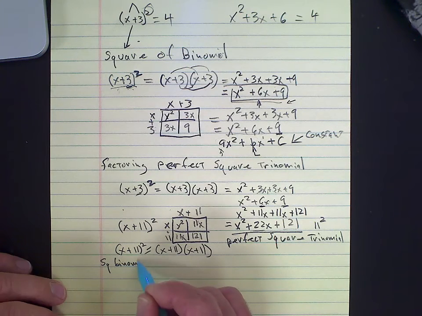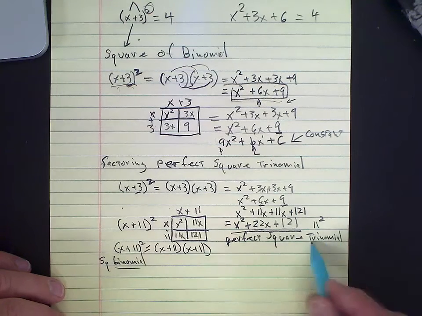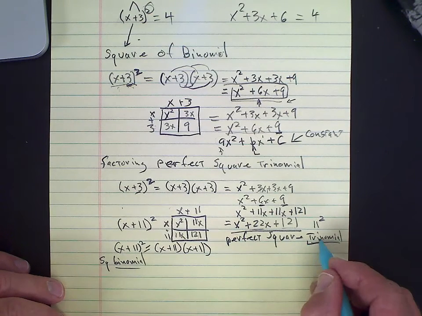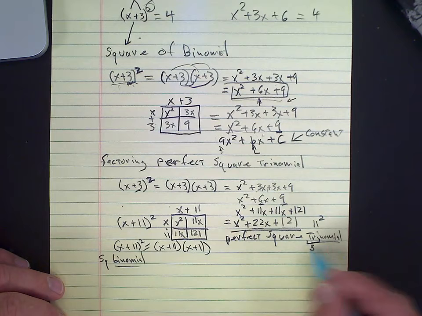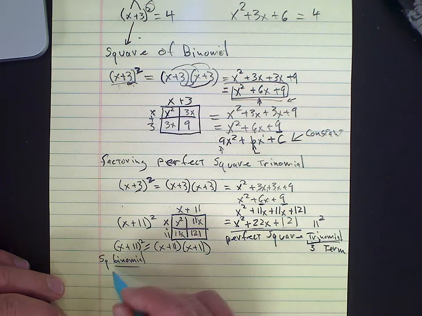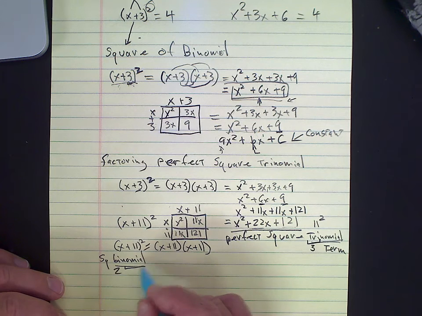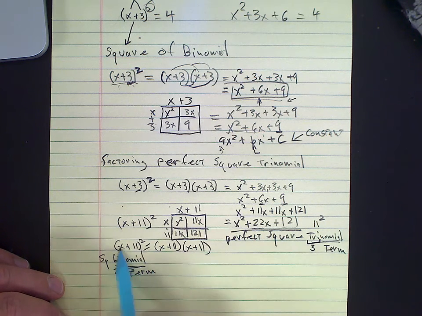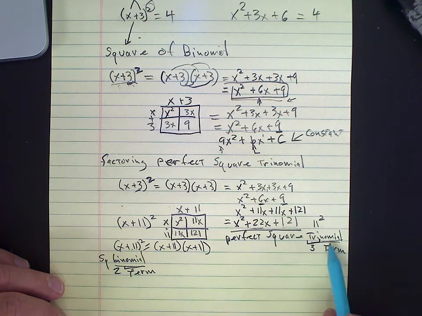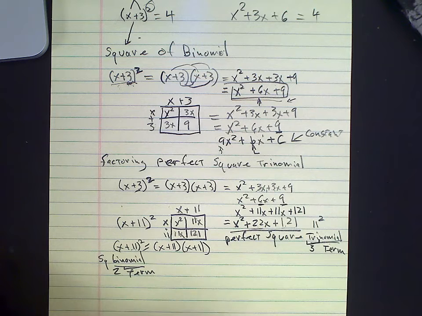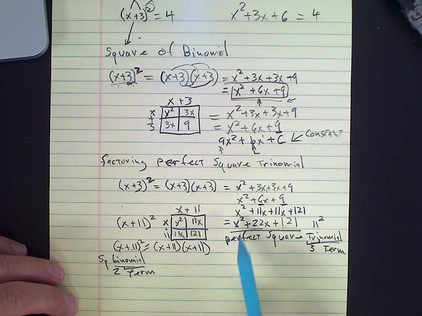Now you might be asking, what the heck is a binomial and a trinomial? Well, the key is right here. Tri means three, nomial means terms. And this is binomial, two terms. Terms are things that are separated by addition and subtraction. So a binomial has two terms. A trinomial has 1, 2, 3 terms. So that's factoring a perfect square trinomial.